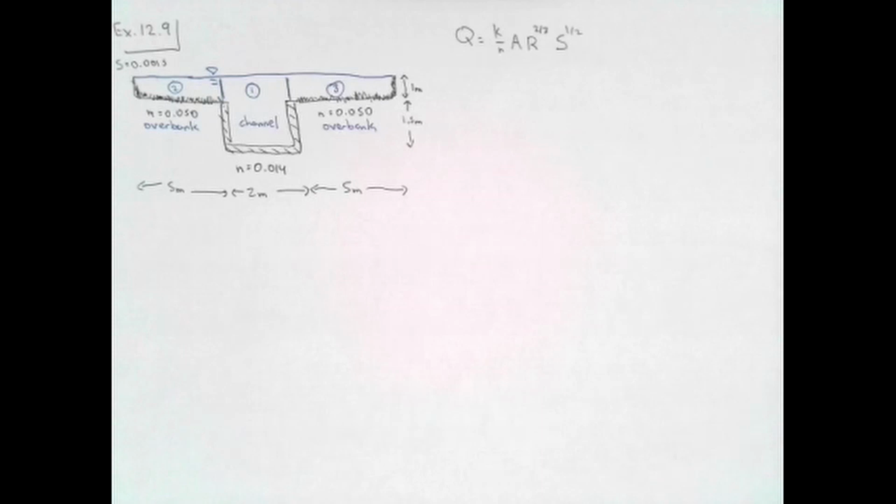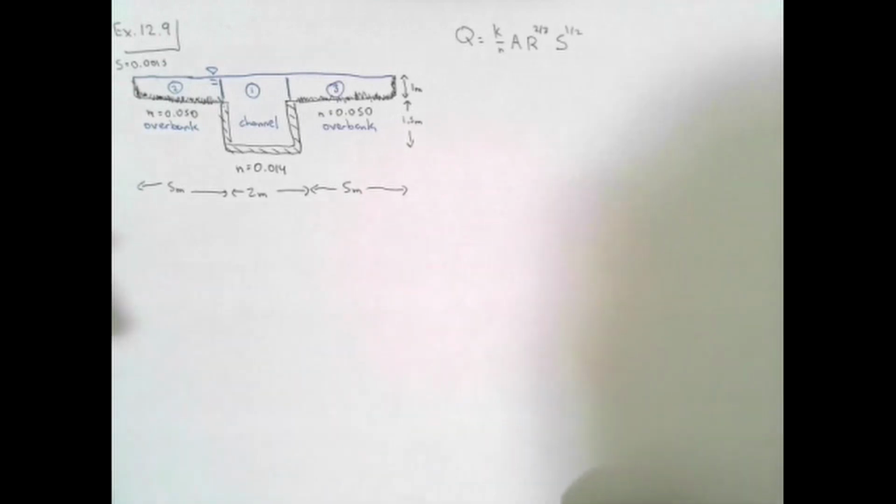We would just calculate our Q for each one and then add them together. Okay, so when Nash says, let's just calculate flow rate individually, that's a good idea. We can calculate flow rate individually. All right, so we can do that.